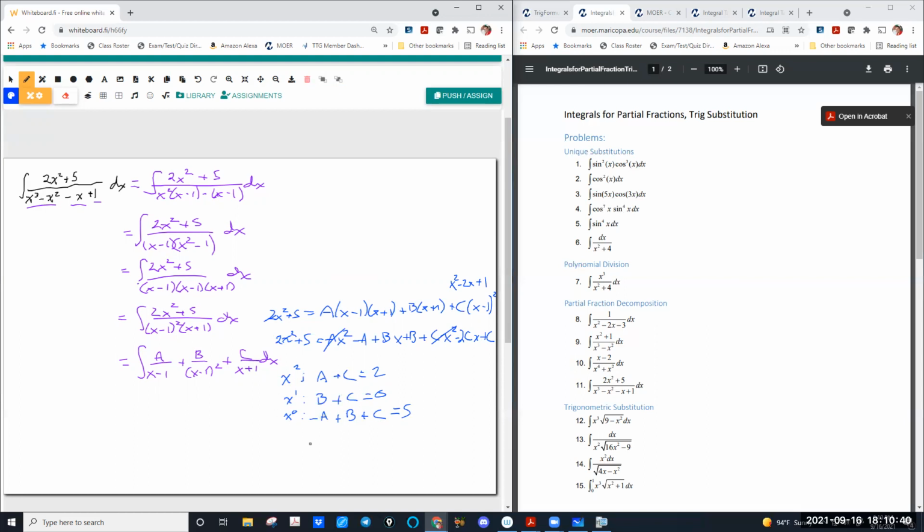All right. So what we do is I'm going to line these up so that they look a little bit cleaner. So I have 1A plus 0B plus 1C equals 2. I have 0A's plus 1B plus 1C equals 0. And I have minus 1A plus 1B plus 1C equals 5. We're going to use the calculator in a matrix to solve this one.